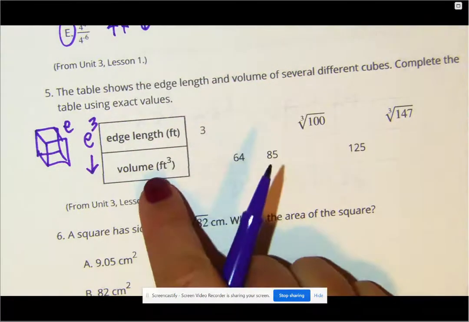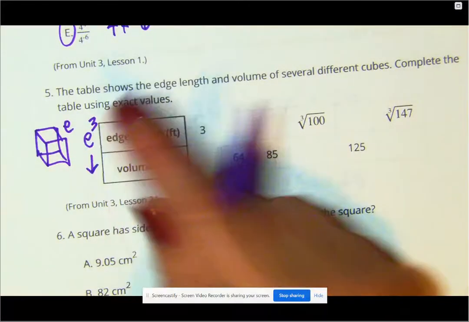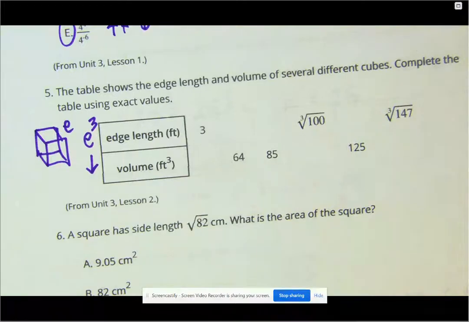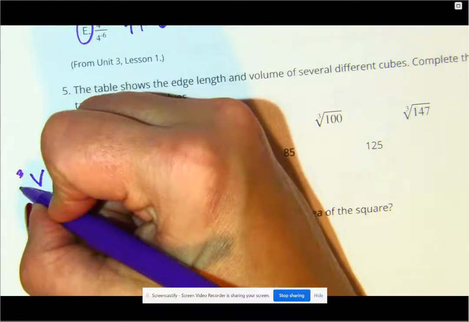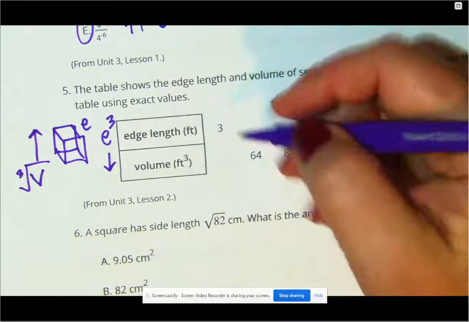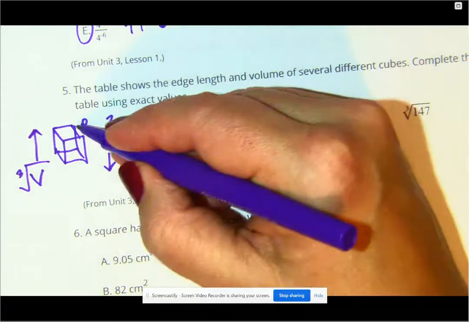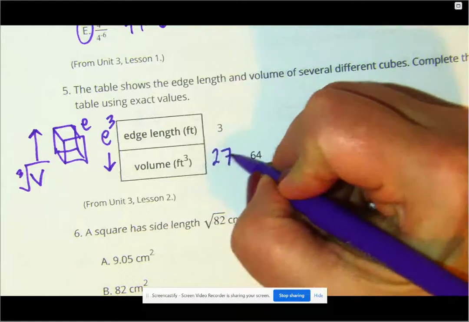If you have the volume and you need to go backwards, the inverse of cubing is you have to take the cube root. So I'll put that over here. If you have the volume and you want the edge, you have to take the cube root of the volume to get the edge. Okay, so this one we have the edge.